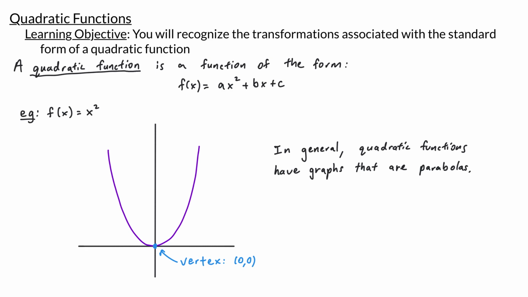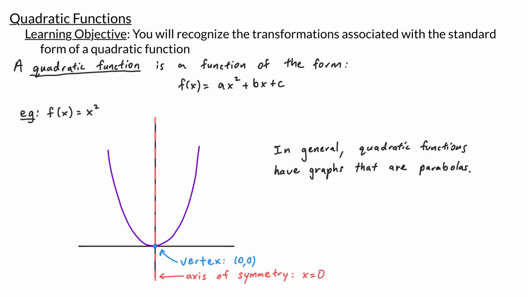The second key feature for a quadratic function is that it is symmetric. Notice that everything on one side of the vertex is mirrored on the other side. So for the x squared function here, our parabola is symmetric with respect to the y-axis. So I would say that my axis of symmetry is the vertical line x equals 0. In general, since quadratic functions have this U shape, its axis of symmetry will always be some vertical line.